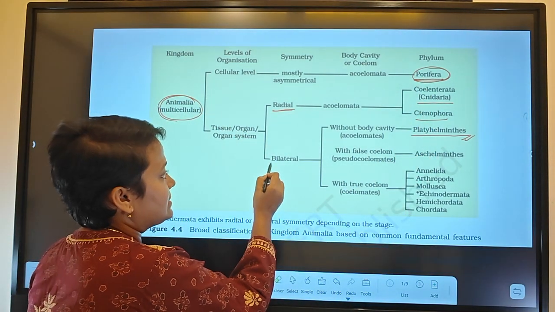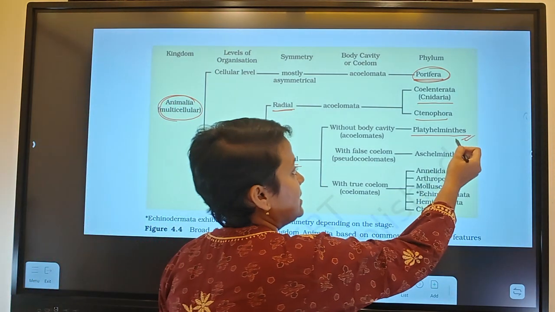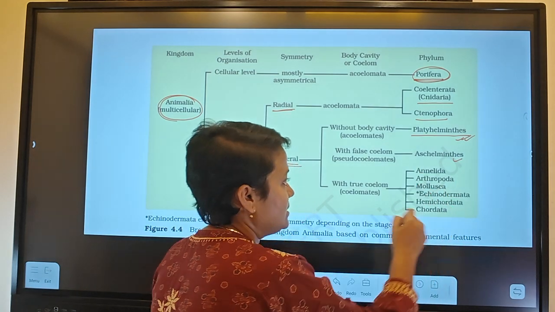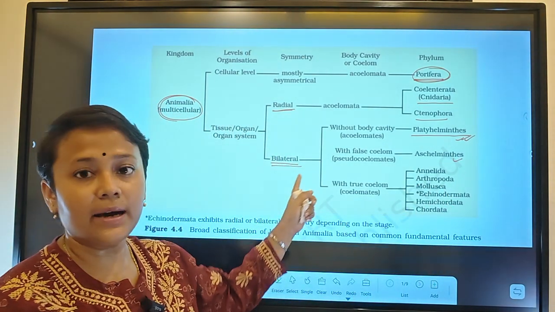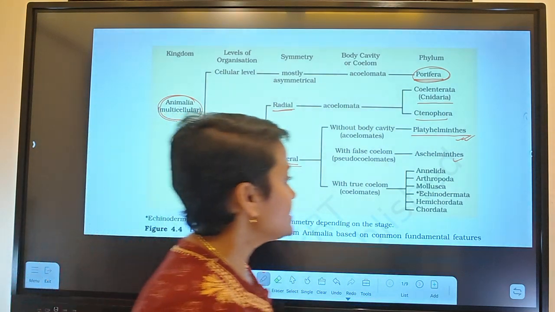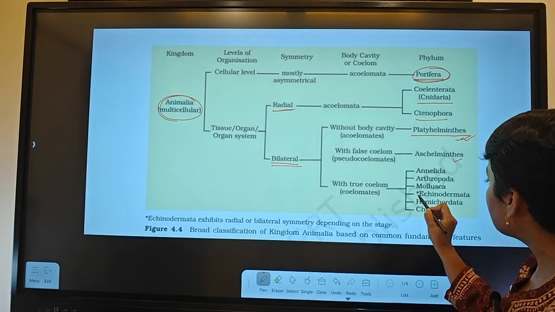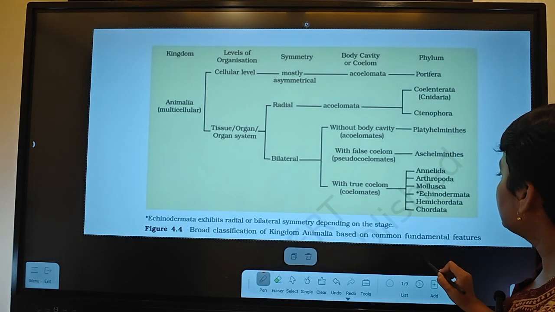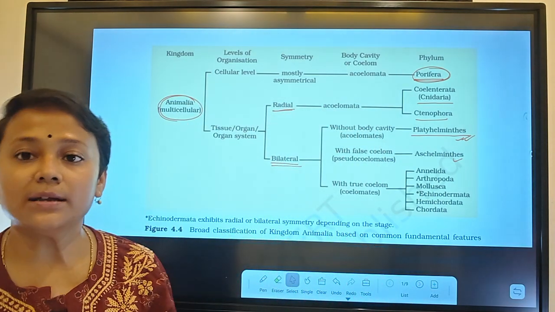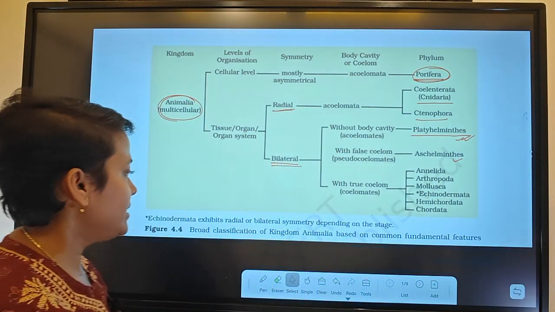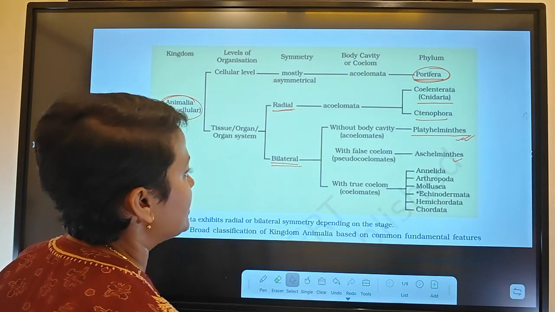Now coming to bilateral symmetry. In bilateral symmetry, there will be platyhelminths, aschelminths, then all from annelida to chordates. All will come under bilateral symmetry, except the echinodermates. Here you can see the star, right? This star means the adult echinodermates are pentaradially symmetrical, so their larva shows bilateral symmetry.